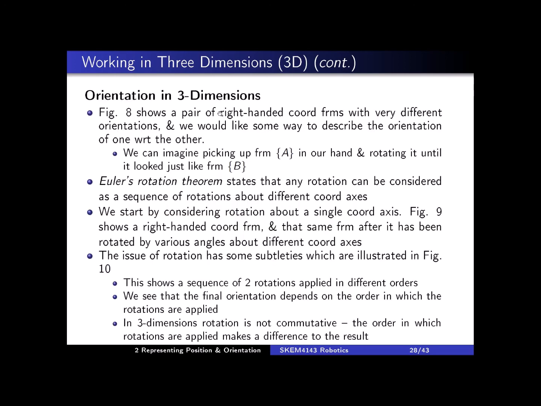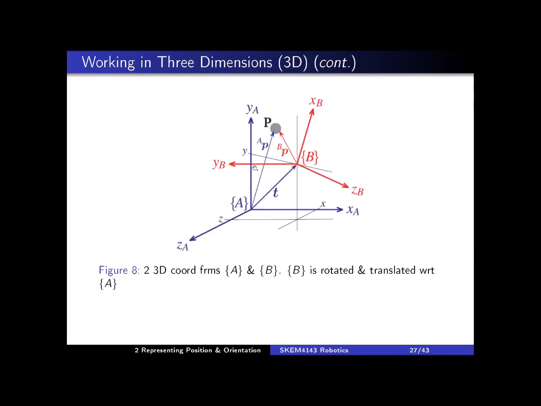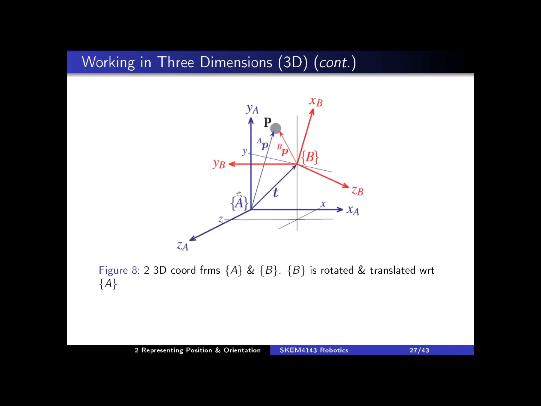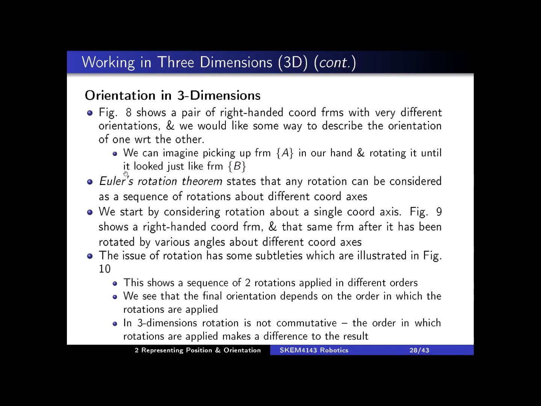So figure 8 shows a pair of right-handed coordinate frames with very different orientations, as you can see, and it's not obvious how we can derive this from here. And we would like to find some way to describe the orientation of one with respect to the other. We can imagine, like I said earlier in the two-dimensional case, picking up frame A in our hand from here and rotating it until it looked just like frame B.